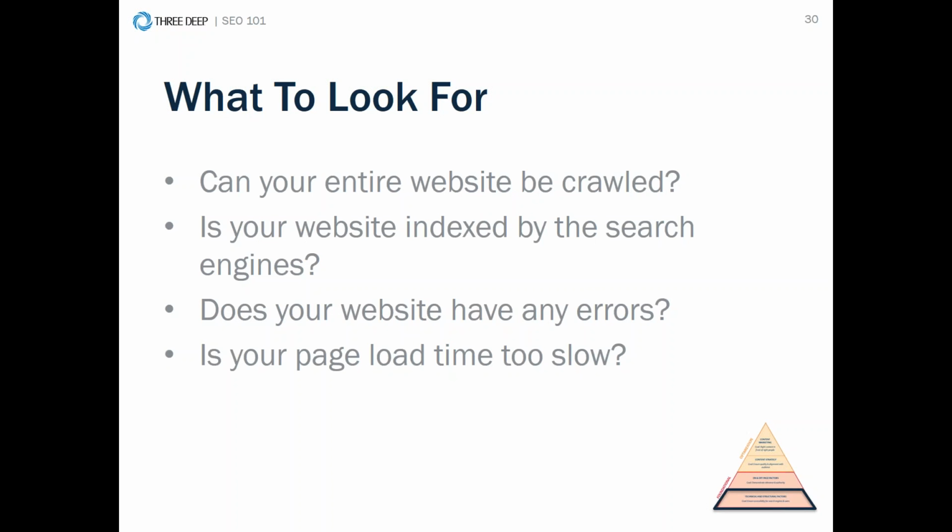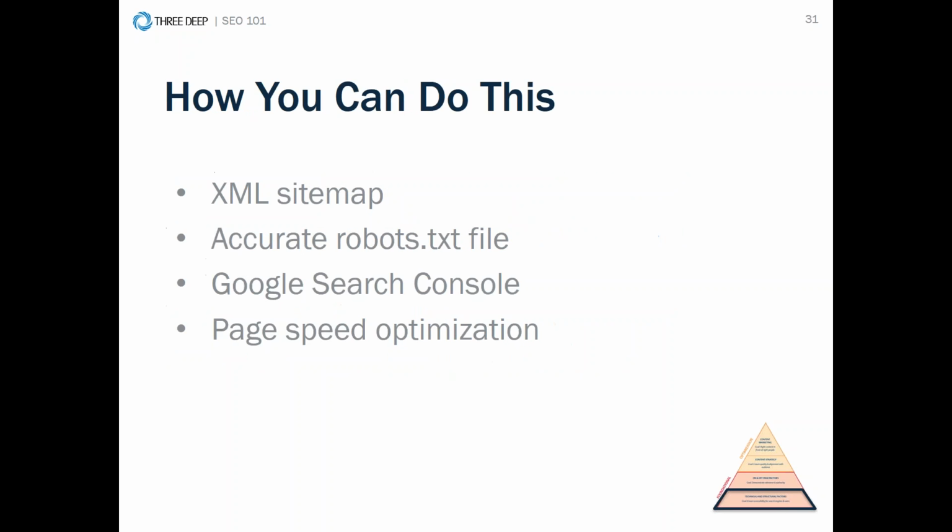So what do we look for at this level? Well, number one, can your entire website be crawled? That's pretty important. Is it accessible to the search engines? And if it's accessible, is it properly indexed by the search engines? There's other things that come into account here, like website errors. Are there any errors on your site? And what's the page load time of the pages on your website? All of these things are really important to look at at this level. So how can you do this?